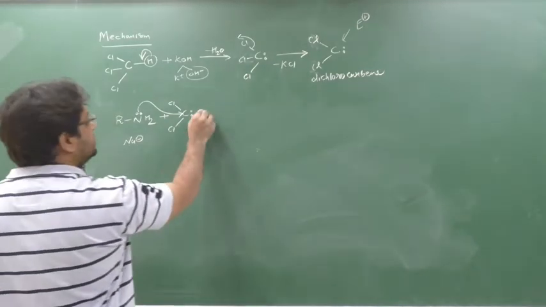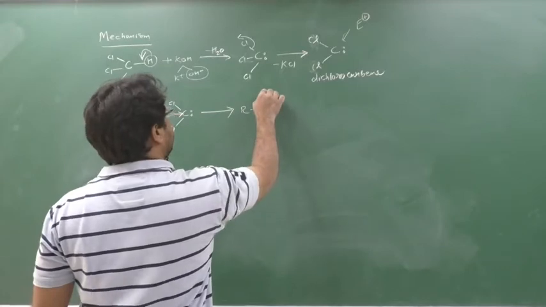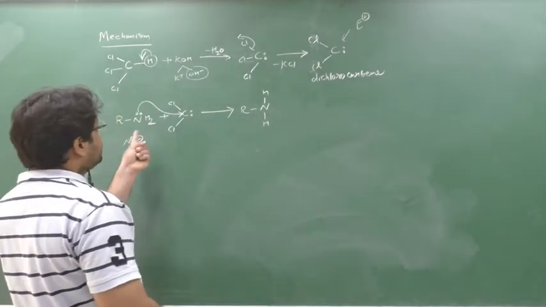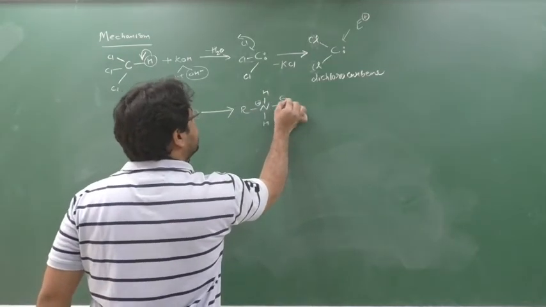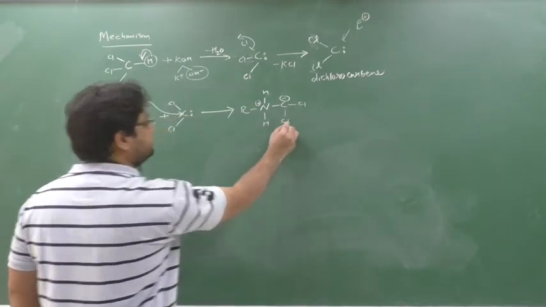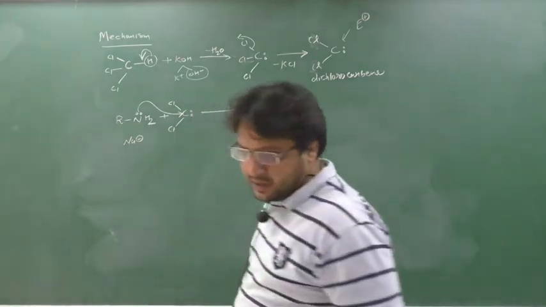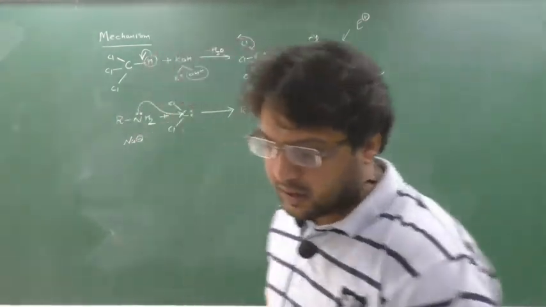Now what will happen here? R, here N, here H, here H. This nitrogen has given its lone pair to this carbon, creating a positive charge. This carbon has taken the electrons, creating a negative charge. Here there will be Cl, here Cl. Is this part clear? Up to here we have reached.